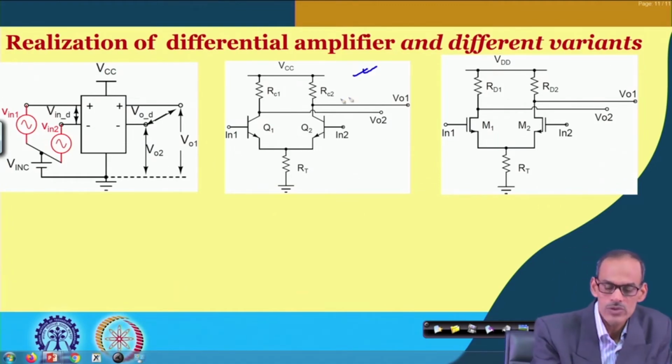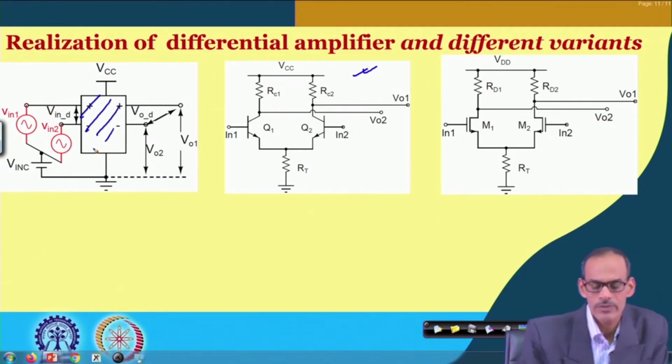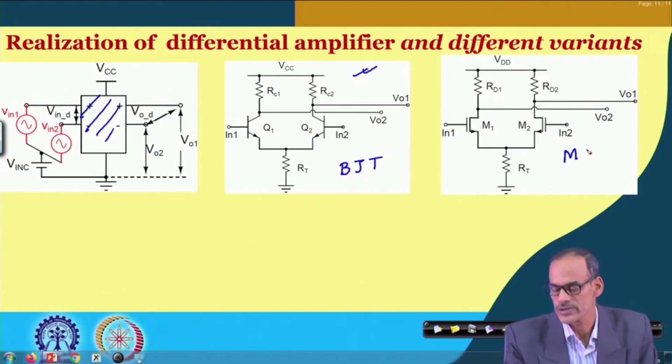So here we are showing the realization of this differential amplifier. This is the BJT version, and here it is the MOSFET version.